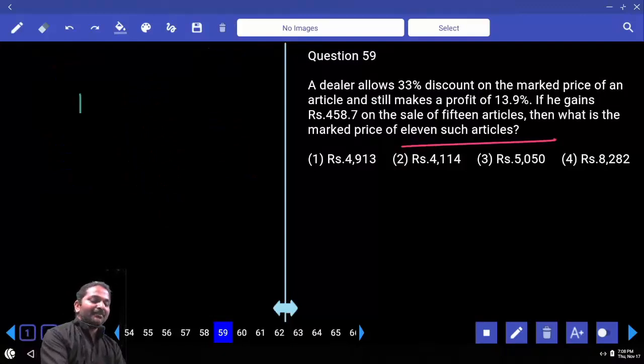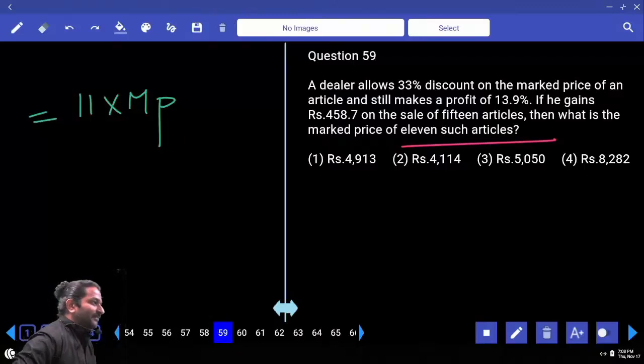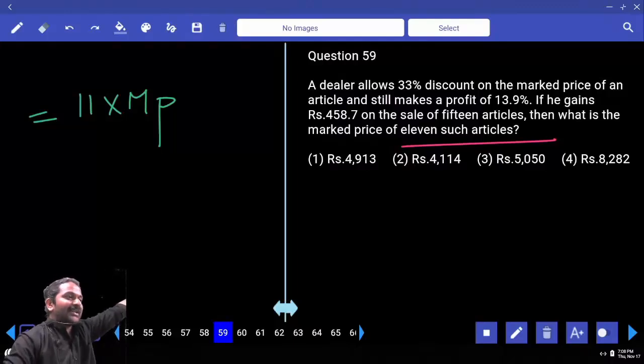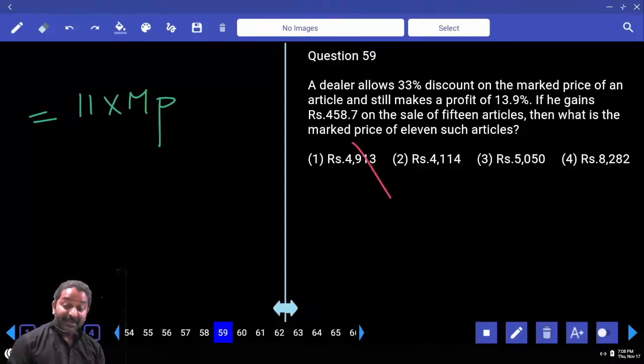We were asked to calculate the market price of 11 articles, right? That means the answer is 11 into the market price only? Can we find the answer? How? Come on. We don't need the market price value. Into 11 is already there. So the answer has to be a multiple of 11. Can it be the first option? No. Second? Yes. Third? No. Fourth? No. So how many 11 multiples are there? That's the final answer. Next.